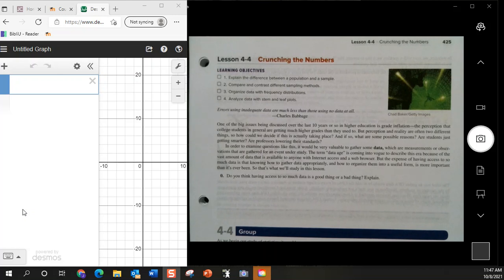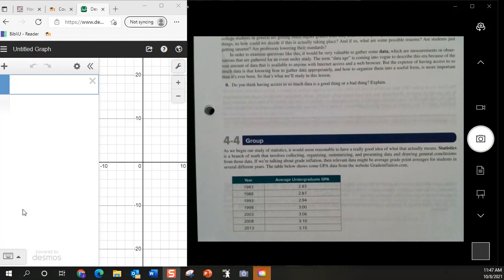It says, "Errors using inadequate data are much less than those using no data at all." Charles Babbage. Okay. As we begin our study of statistics, it would seem reasonable to have a really good idea of what that actually means. Statistics is a branch of math that involves collecting, organizing, summarizing, and presenting data and drawing general conclusions from those data. If we're talking about grade inflation, then relevant data must be average grade point averages for students in several different years.